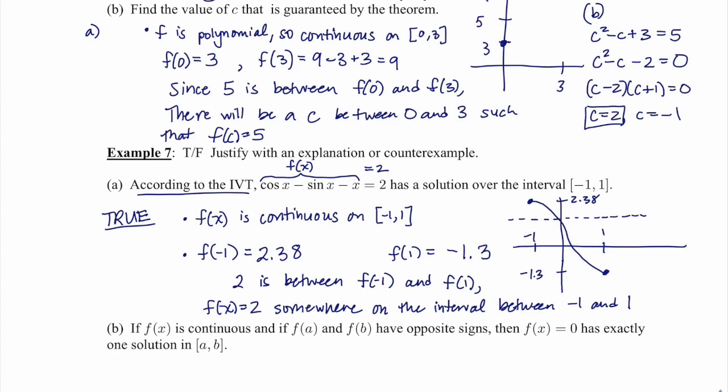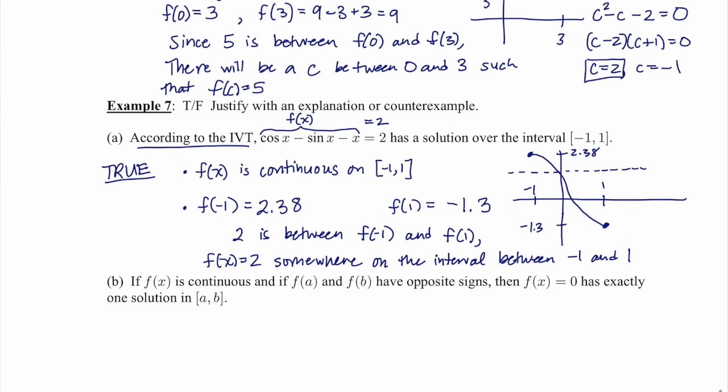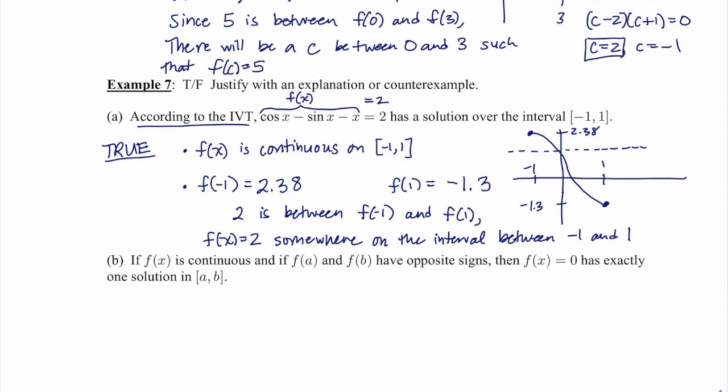And then the next one, if f is continuous and if f of a and f of b have opposite signs, then f of x equals 0 has exactly one solution on the interval from a to b. Right? And so we could make a little sketch. F of a and f of b have opposite signs. So maybe one is up here and one is down there, or the other way around. But if f is continuous, this has to be connected. Maybe f of b is up here and f of a is down here. But still, they have to be connected.